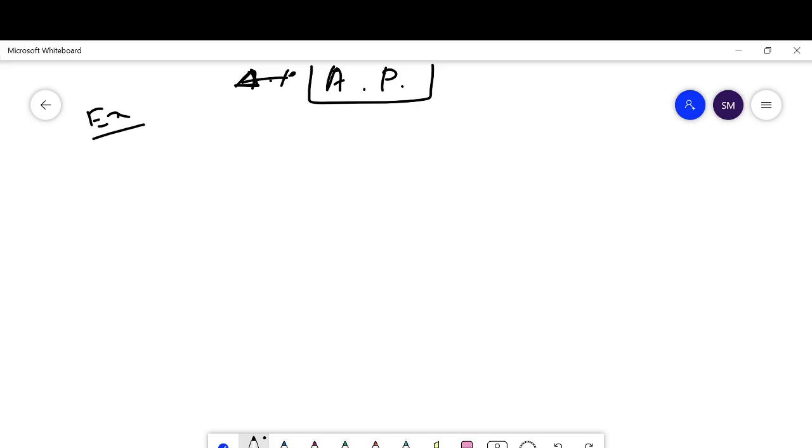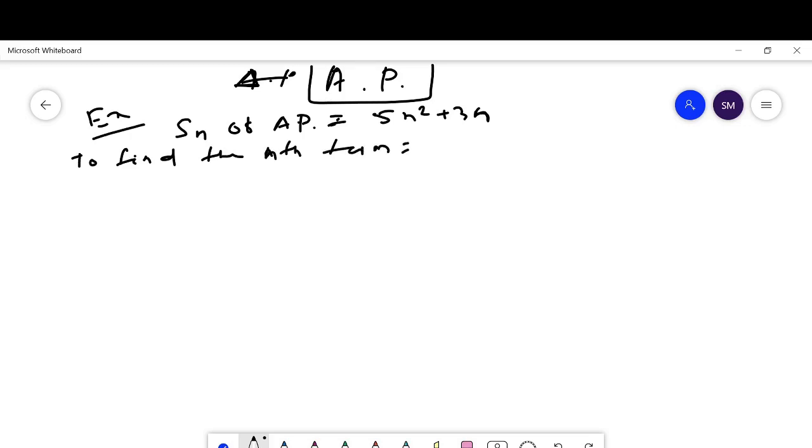If Sn, the sum of the first n terms of an AP, is given by Sn equal to 5n square plus 3n, then find the nth term, that is, find an. At first, try to understand what the question gives and what it asks. Here Sn of the AP is equal to 5n square plus 3n. To find the nth term means to find an.